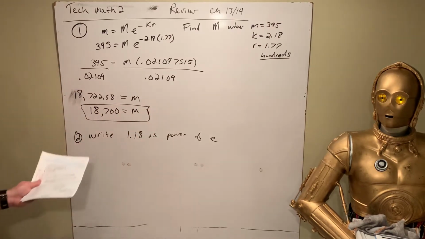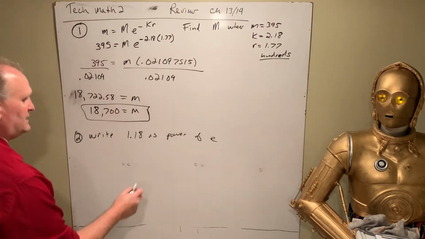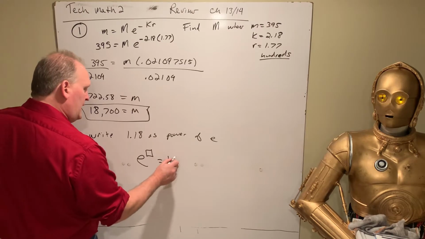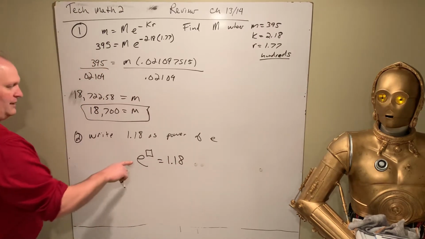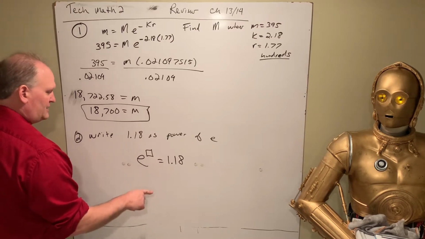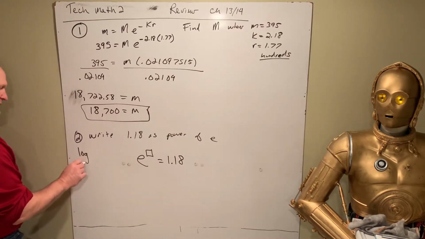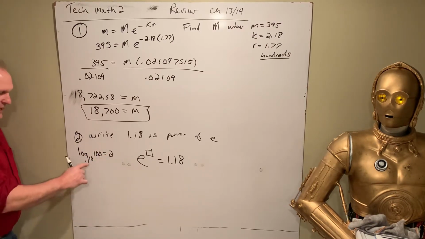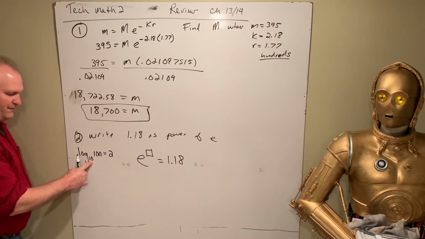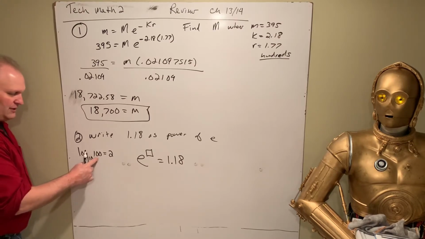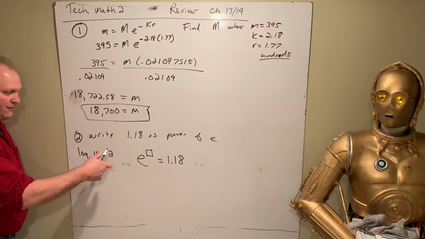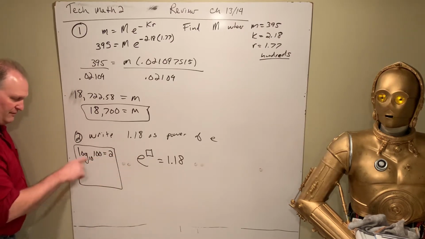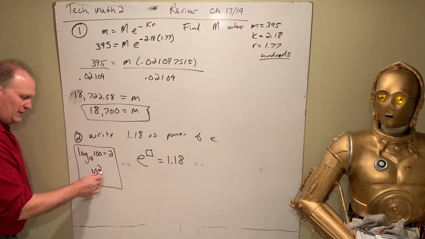All right, we're at 1.18 as a power of e. So what that means is they want e to some power equal to this number, 1.18. Well, there's a fancy way of writing that. That's logs. Look, when I had log base 10 of 100, that's 2. What logs are doing is asking, what power do you take the base to in order to get that number? So if I want to write this as an exponential without using the log, it would be 10 squared equals 100.